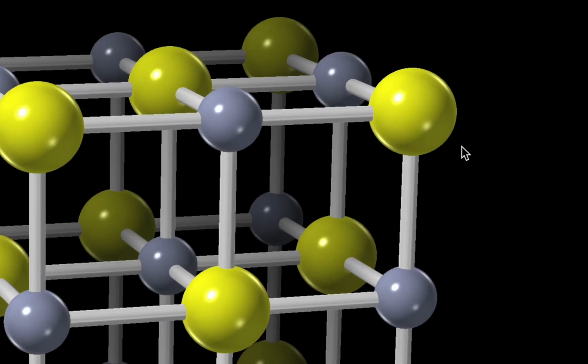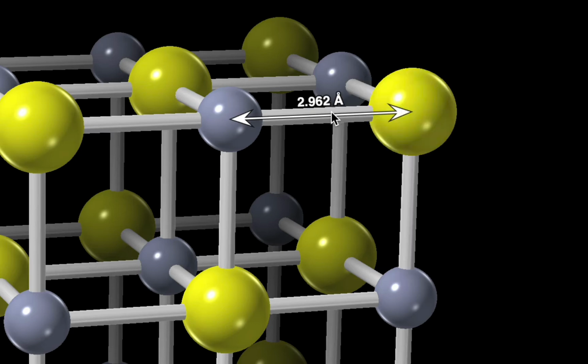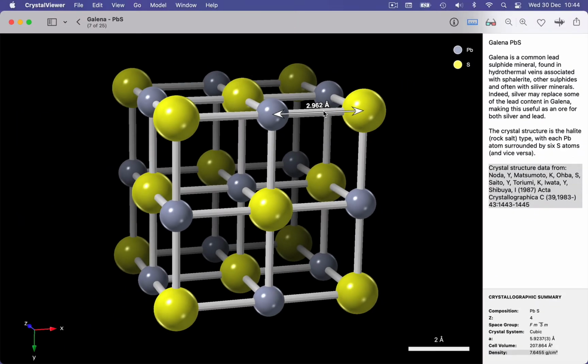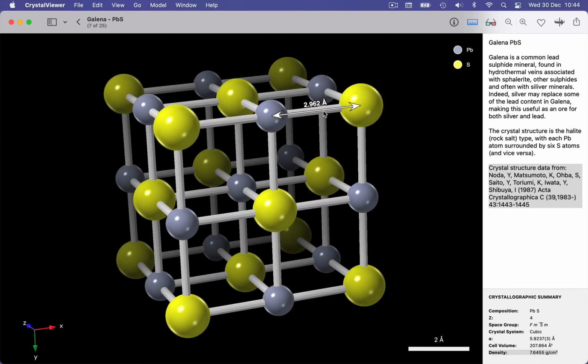Now, if you hover the mouse over any atom, then that atom becomes highlighted and any bond distances are shown. If we hover over a bond, then its distance is shown, and if you click on that bond, that freezes the measurement. And if you use the trackpad, you can rotate the structure with that bond still highlighted.